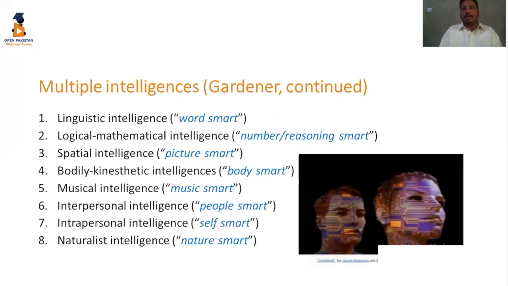So, multiple intelligences, as suggested by Gardner, there are eight intelligences. Some learners are word smart, and some are number or reasoning smart. They play with numbers, and some are picture smart. They are special intelligences, especially the millennials who are visual learners and they have a short span of attention. So the teacher needs to prepare his plan according to different intelligences.